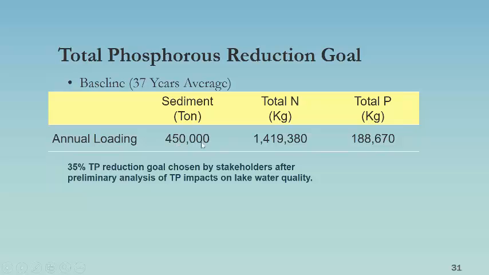This is the average annual load going into the lake, actually: how much sediment, nitrogen, and total phosphorus is going into the lake. Based on the WASP data analysis, if you want to change the trend in the chlorophyll in the lake, one has to reduce the phosphorus in the watershed loading by 35%. This is based on the stakeholder analysis as well as the lake model. So our target is to reduce the total phosphorus amount by 35%.